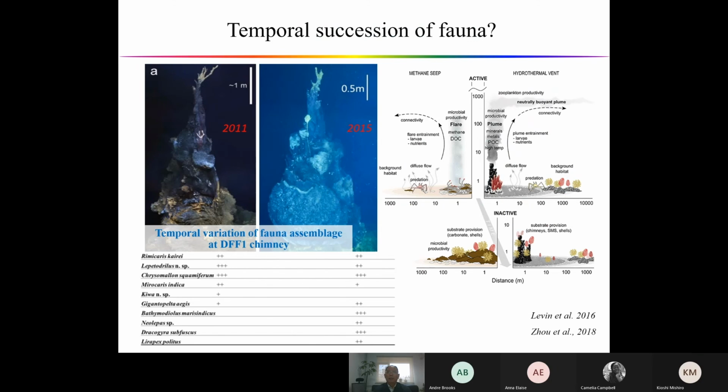Questions such as, what is the temporal succession of fauna? The picture below showed the observation on the same chimney in 2011 and 2015, after only 4 years. The changes are obvious with the changes of fauna. Some new deep sea species began to colonize around the chimney.